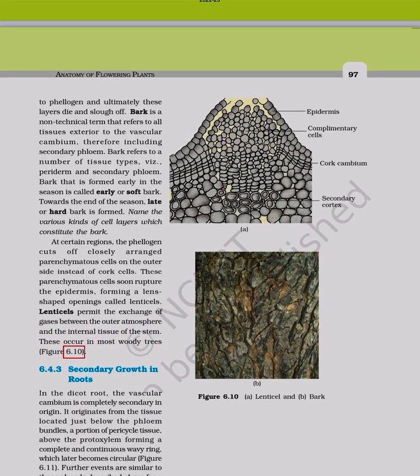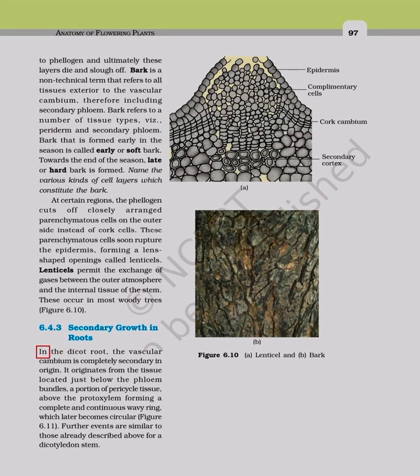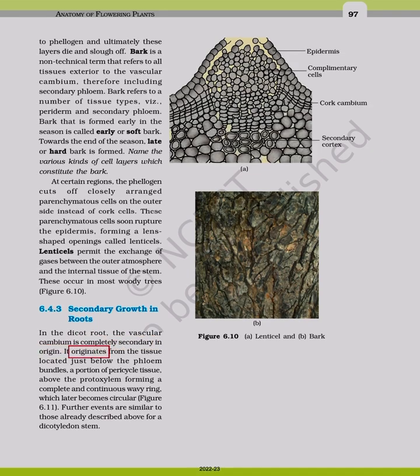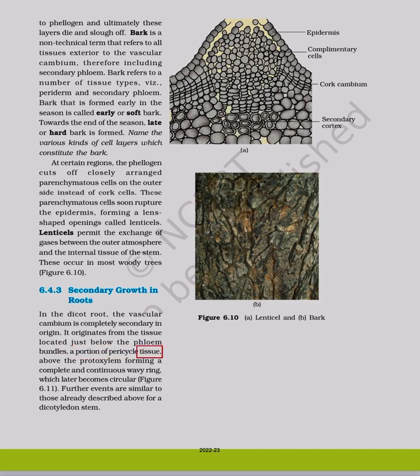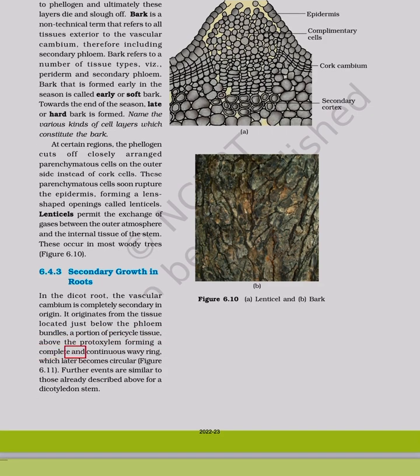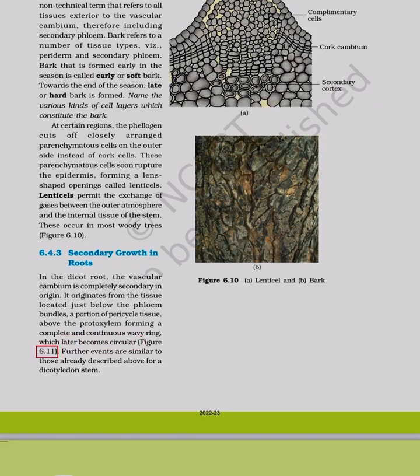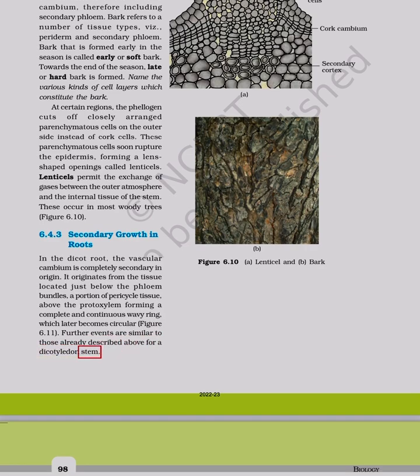Figure 6.10. 6.4.3 Secondary growth in roots. In the dicot root, the vascular cambium is completely secondary in origin. It originates from the tissue located just below the phloem bundles, a portion of pericycle tissue above the protoxylem, forming a complete and continuous wavy ring, which later becomes circular. Figure 6.11. Further events are similar to those already described above for a dicotyledon stem.